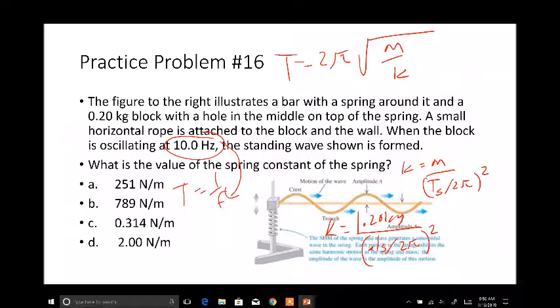So when we do the math here, we end up with an answer of k equal to 789 newtons per meter. A question almost exactly like this has been on 2 out of the last 3 released mock exams. So this is something you need to make sure you know how to do.